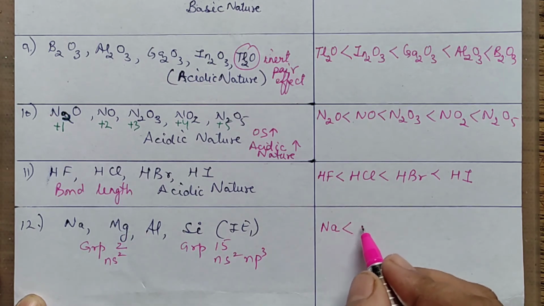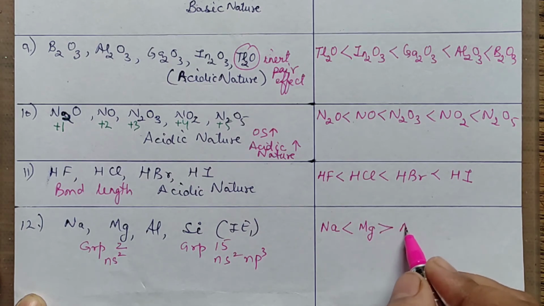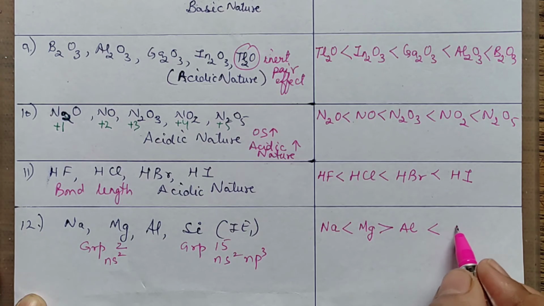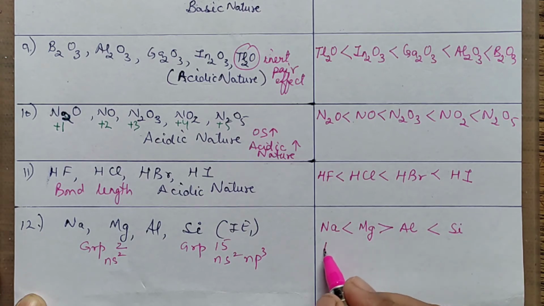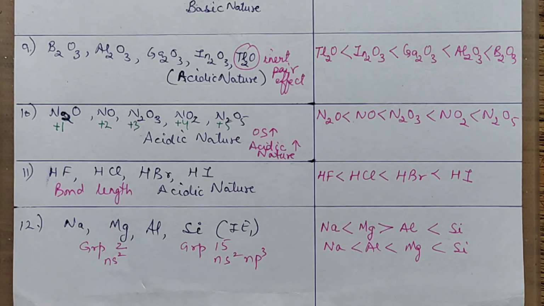Now this is slightly different. You will have here Mg, it is greater than aluminium, and then you will have silicon. In case you have this option as Al and then Mg and then Si, even this is fine, because overall Mg is greater than aluminium. Mg belongs to group 2, which has s2 configuration, which is stable.